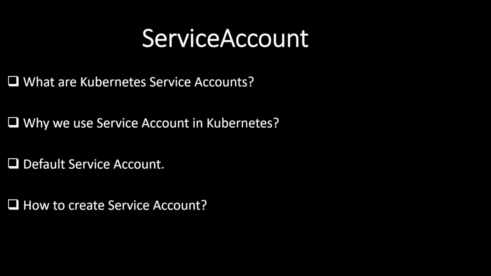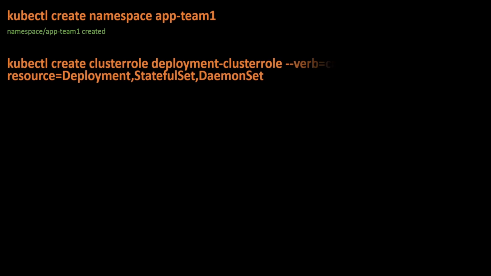Now the fourth topic is how to create a service account. We know what a service account is, so how to create one. I'm sharing one example of how we can use a service account with cluster role and cluster role binding. In order to perform these actions, first I need to create a namespace app-team1.